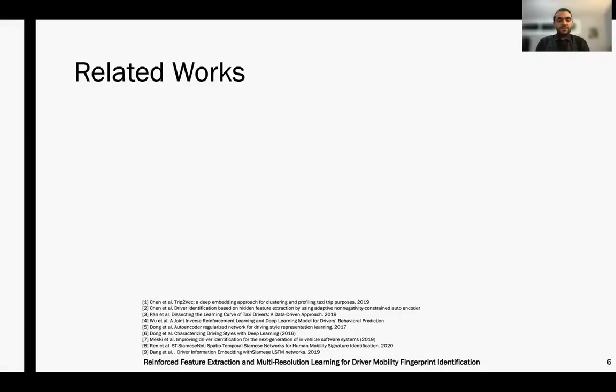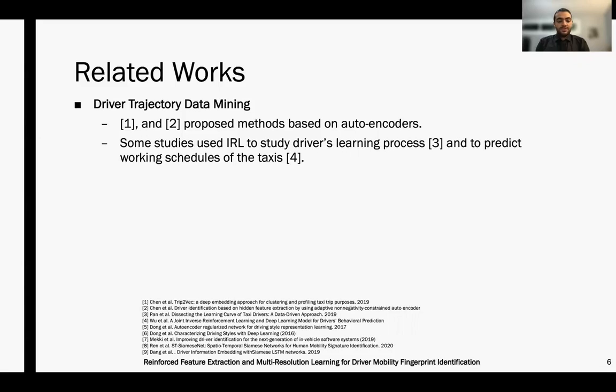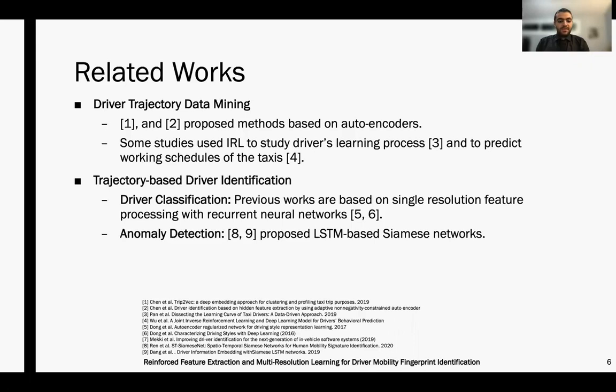We divide the related works in two categories. The first one is driver trajectory data mining, where the related works mostly use autoencoders to extract the features, or use IRL, inverse reinforcement learning, to study the driver's learning process or to predict their working schedules. And the second category is trajectory-based driver identification, where in both driver classification and anomaly detection, the previous works mostly use recurrent neural networks to process single resolution features.